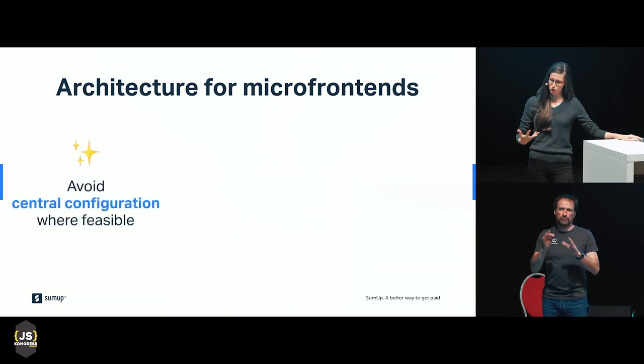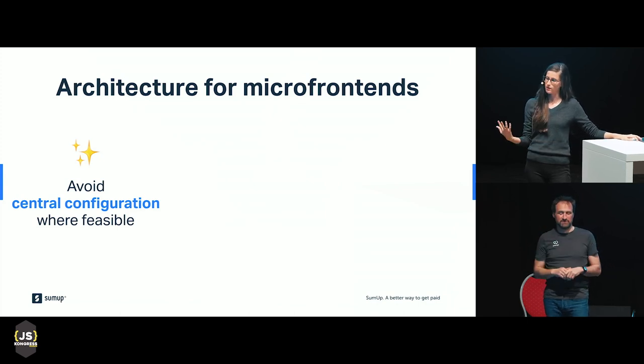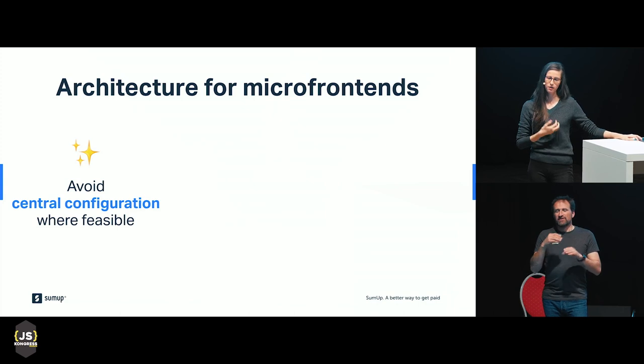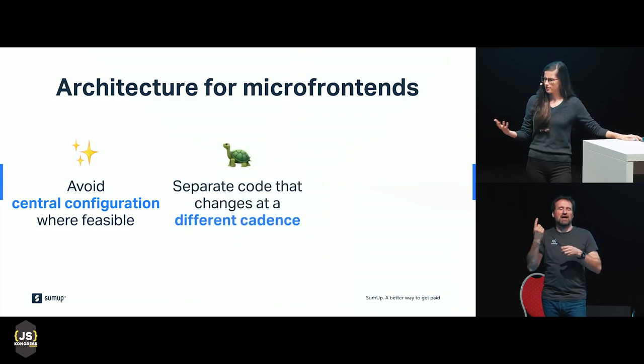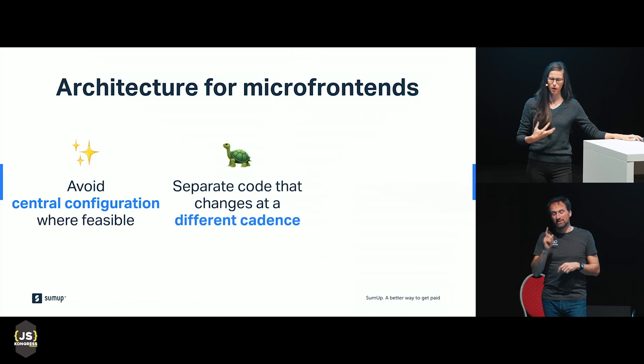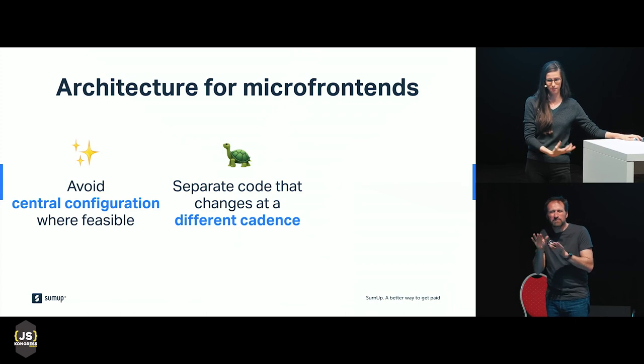The first thing is that central configuration is something we want to avoid when it's feasible. In my example, we are using a router that is still in the host application. But as this grows and scales, there's a good chance that we would want to take this out and deploy it separately. Then we want to also separate code that changes at a different cadence. If you have one team in the code base in some area that is moving really fast, super experimental, and you have another team that is maybe more cautious because their code is much more sensitive if something goes wrong, there's a good chance that you want to separate these things because otherwise you will have either technical conflicts or team conflicts.